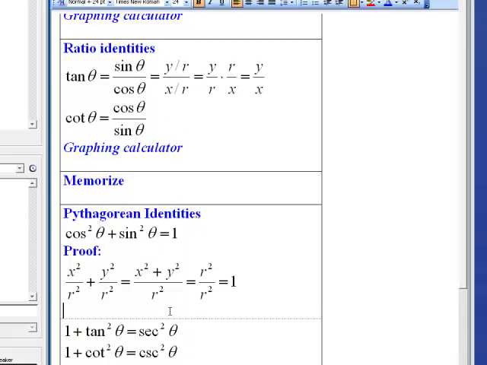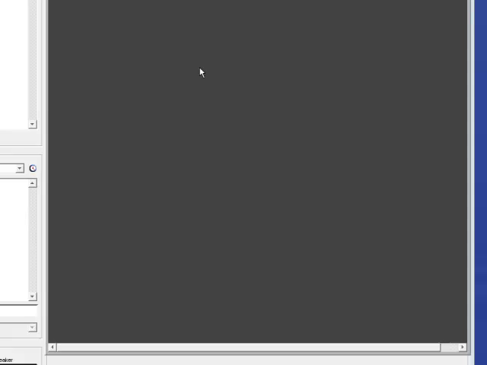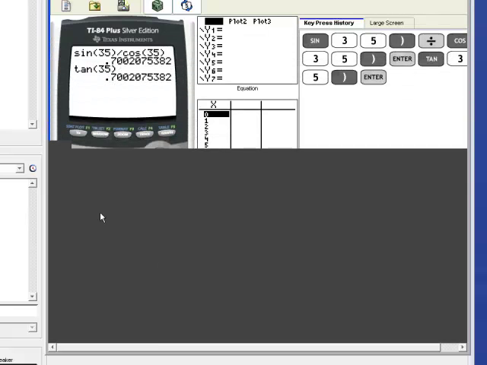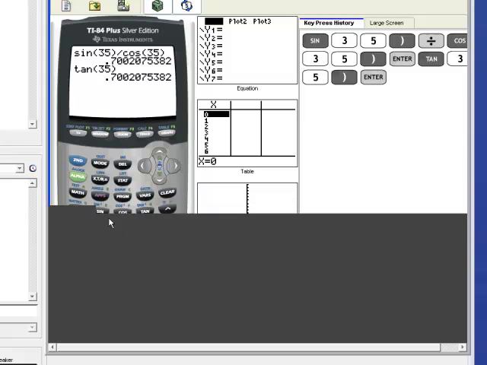Let's do this on the graphing calculator. Reciprocal functions, a couple of examples. Simply the reciprocals of these here. So for sine theta, that would be cosecant. The goal is going to be r over y.